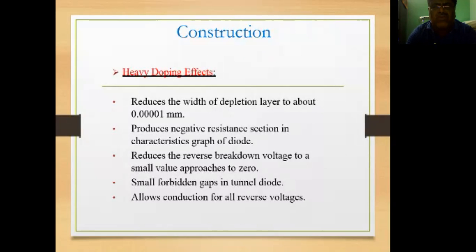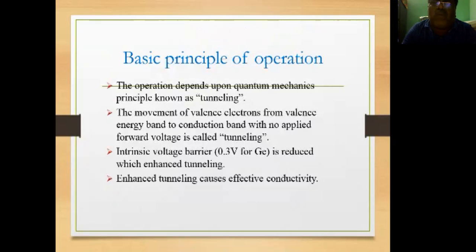It produces a negative resistance section in the characteristic graph of the diode. It reduces the reverse breakdown voltage to a small value approaching zero. There are small energy gaps in a tunnel diode. The energy gap means the gap between the valence band and conduction band, and it is very small in a tunnel diode. It allows conduction for all reverse voltages. Basic principle of operation: the operation depends upon the quantum mechanics principle known as tunneling.